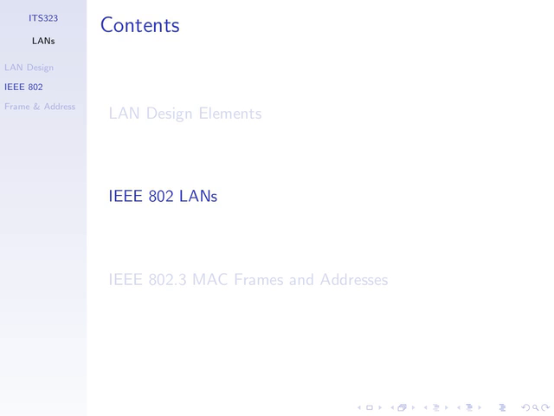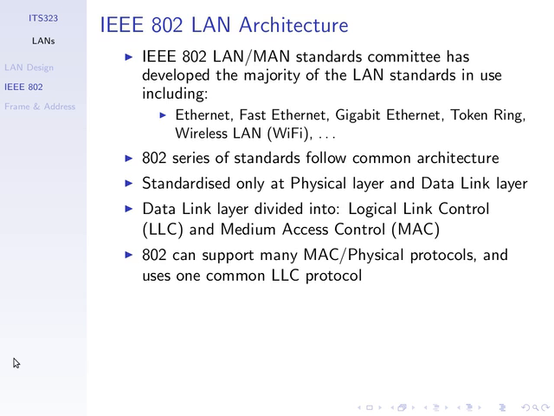So we'll look at the technology for the most common wired LAN, which is created or standardized by the organization IEEE. They are an organization that creates standards for different technologies. The name of the standards that they create in terms of LANs and metropolitan area networks is the 802 series. So they just give a number to the standards. And there are different standards within the 802 series.